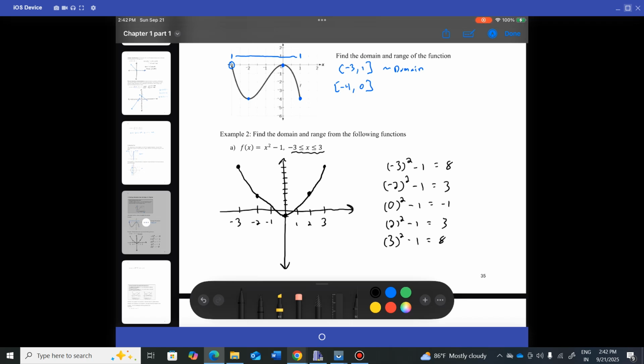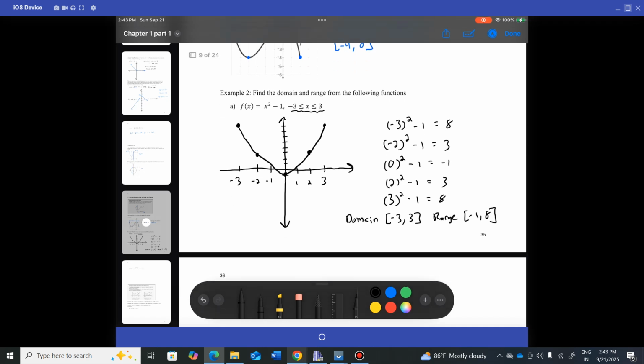So our domain is actually pretty easy here. It's what's already written. So -3 to 3, including -3 and 3. Our range, the lowest point is -1. And it goes up to 8. Okay.